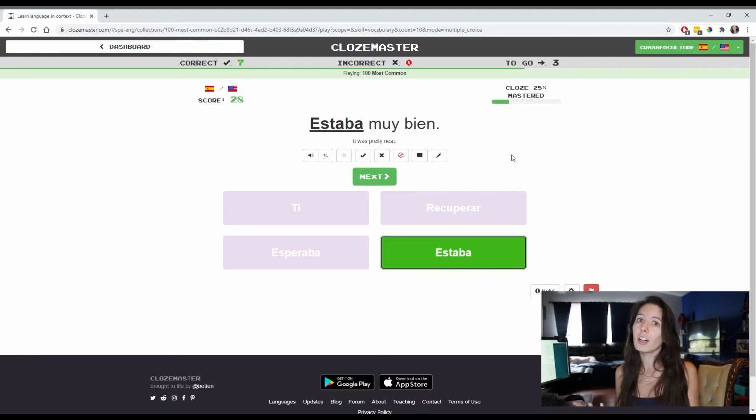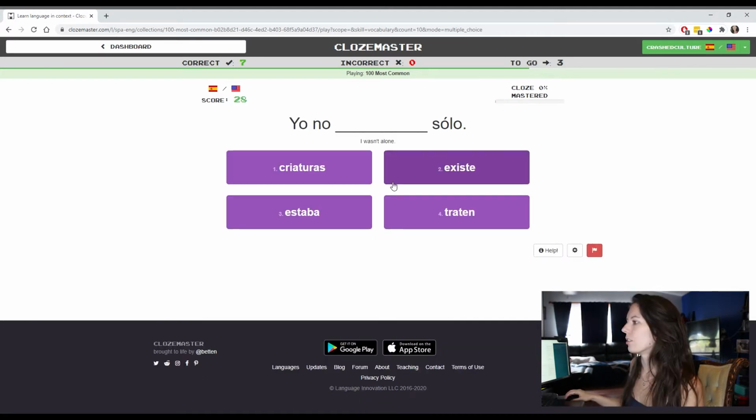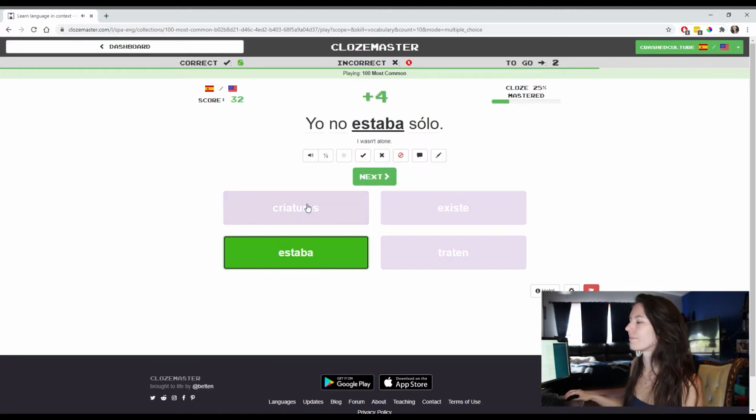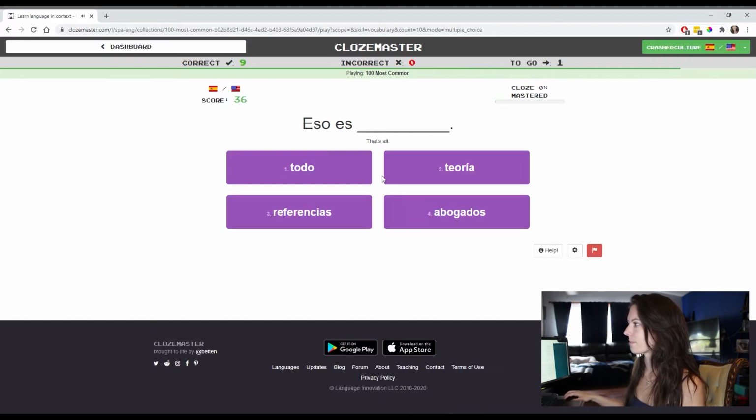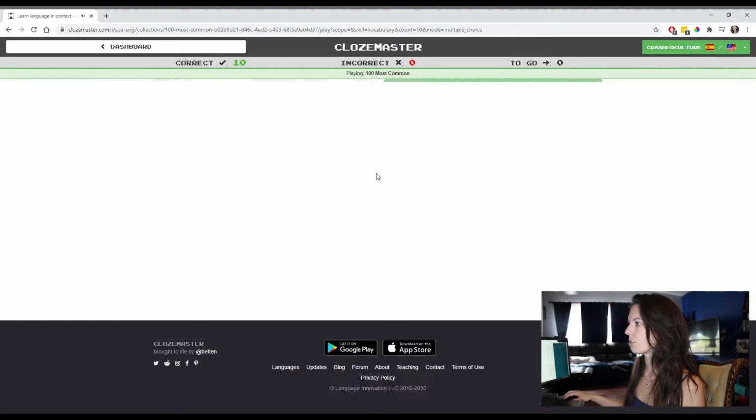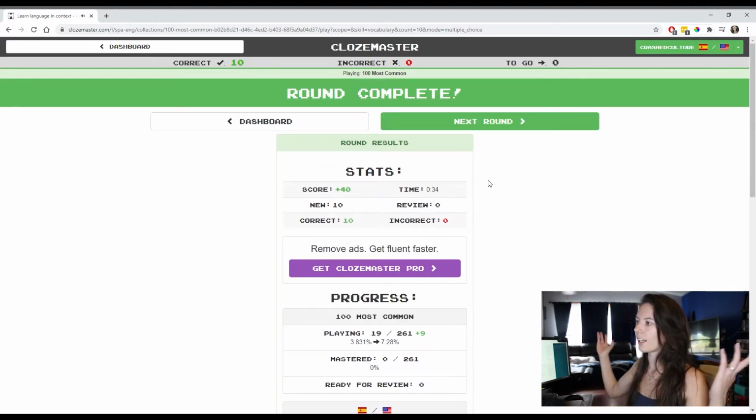Estaba, because if you don't know, in Spanish, there are two forms of past tense. This could be estaba or this could be estuvo. And figuring out which one to use takes some time to master. And I mean, even I don't get it all the time. Yo no estaba solo. Past tense, again. Sé muy bien quién eres. Yes. Eso es todo. Ta-da!